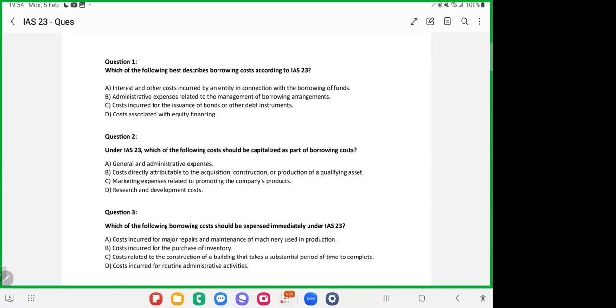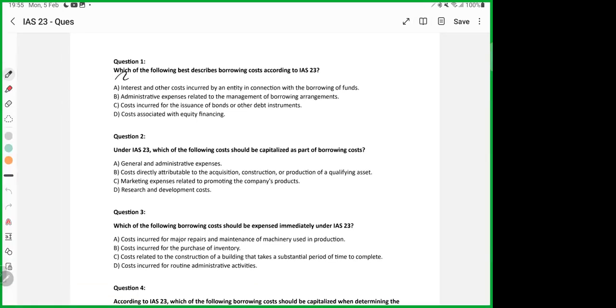Can you try these questions? Which of the following best describes borrowing cost according to IAS 23? A. Can you hear me, Mr. Muhammad? Yeah. Answer is A. Yeah, that's correct. Mr. Zubair, do you agree with the answer A? Yeah, you're right. A is correct, but I am just reading. Okay, you read it, no problem.